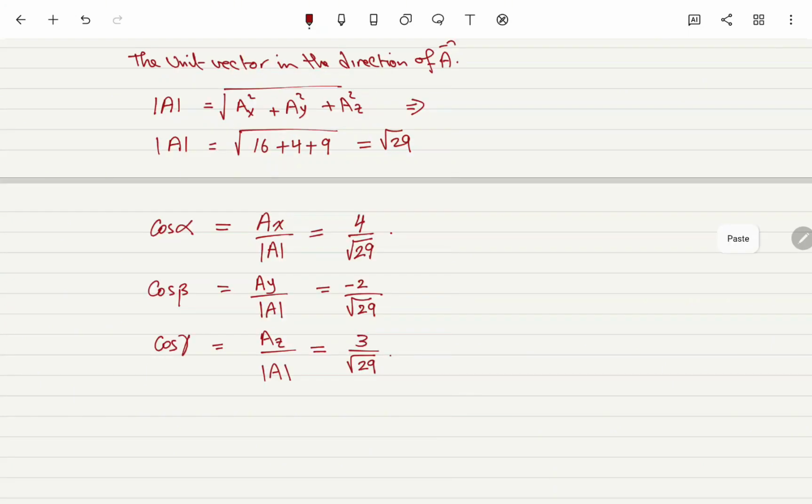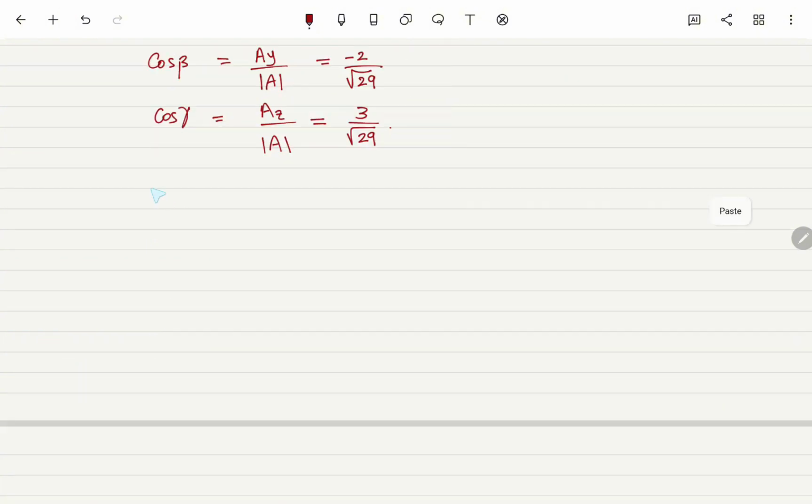Now to find the unit vector in the direction of a, the unit vector equal to vector a divided by its magnitude, or 4i minus 2j plus 3k divided by the magnitude of a, which is square root of 29.